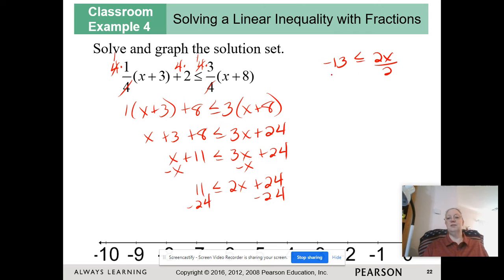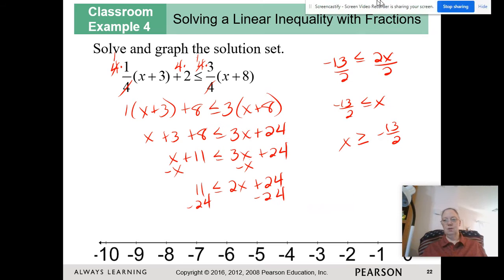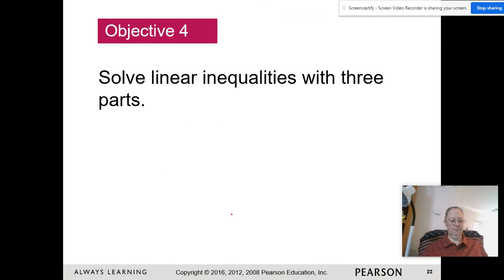And divide by a positive 2. Okay, now I want to rewrite this so that my variable's on the left side instead of the right. Don't forget, when you rewrite it, when you switch sides like this, you have to reverse the symbol.